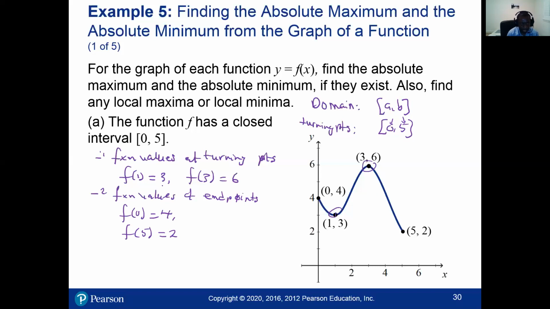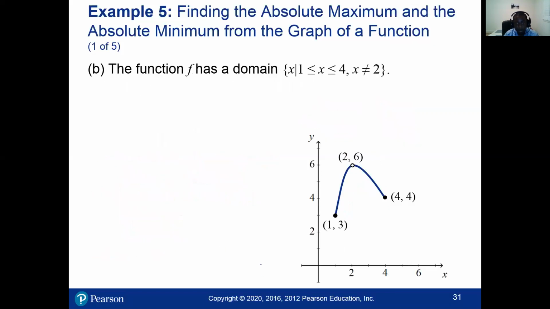So among these values, we have 3, 6, 4, and 2. The smallest is at x equal to 5. So f of 5, which is 2, is the absolute minimum value.